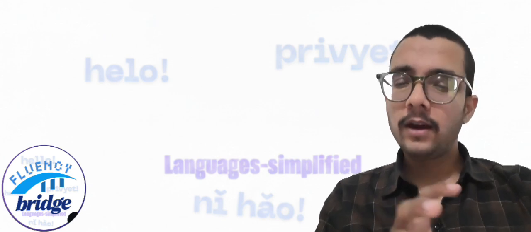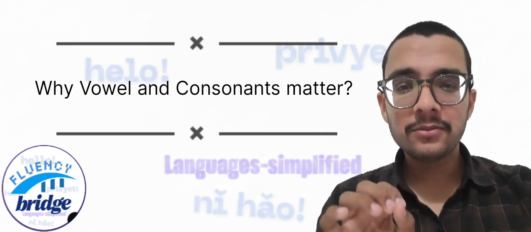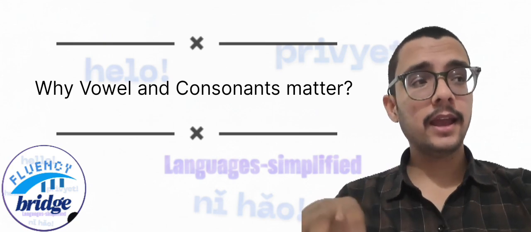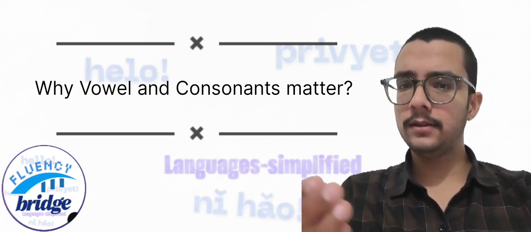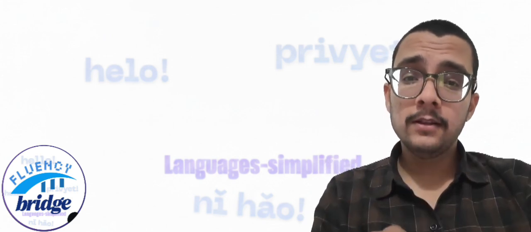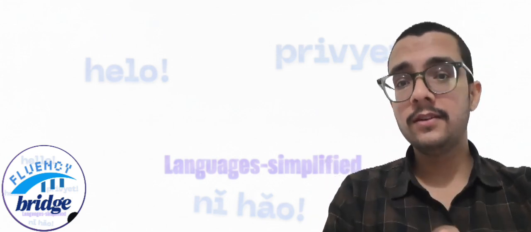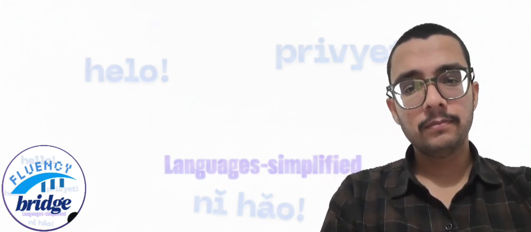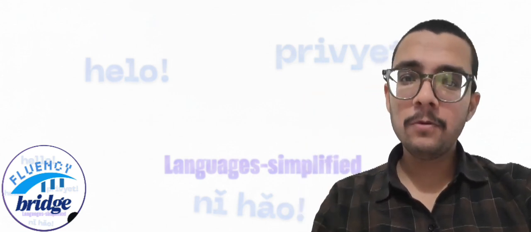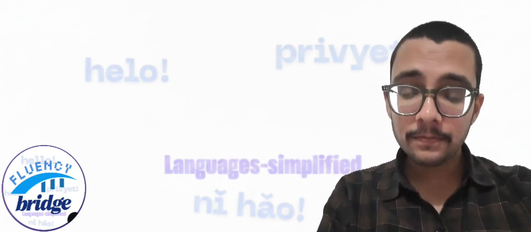Second, why do vowels and consonants matter anyway? We have learned that these are vowels and these are consonants. We are going to encounter 10 vowels and the rest consonants in Russian as well. But why does it matter if something is a vowel or a consonant?